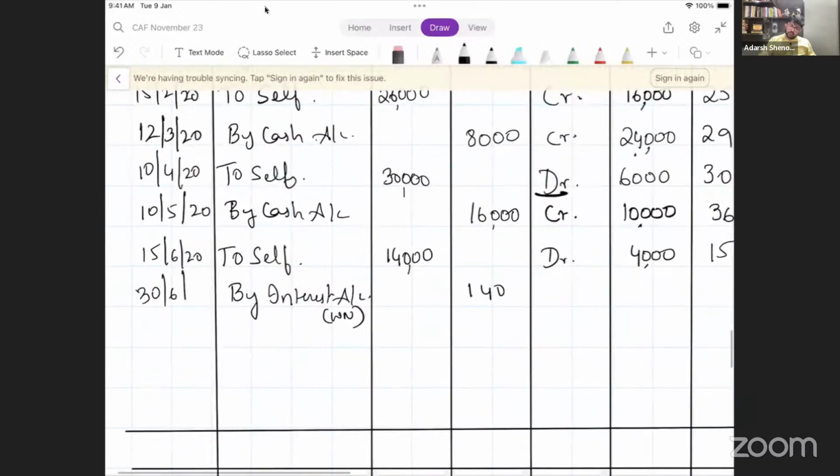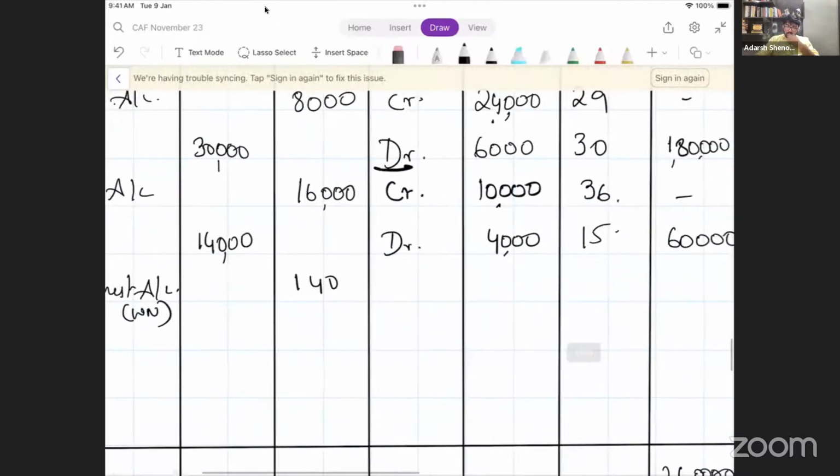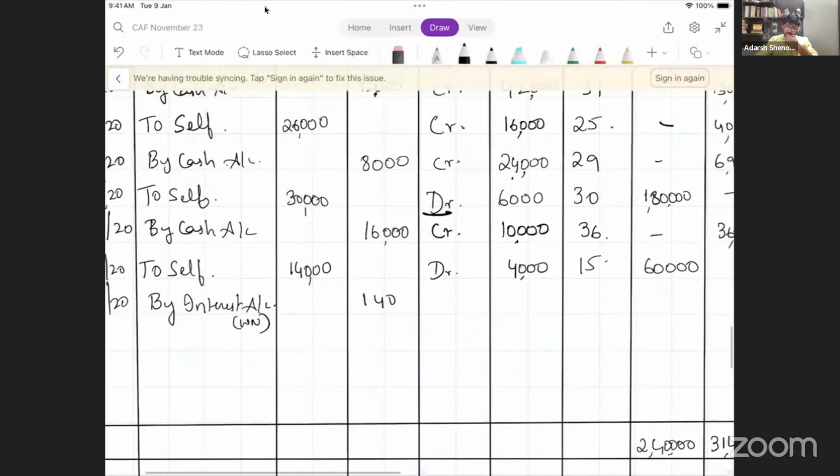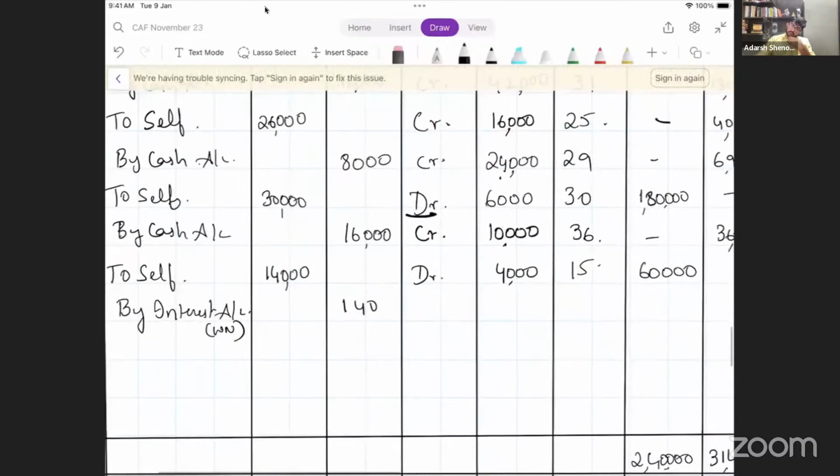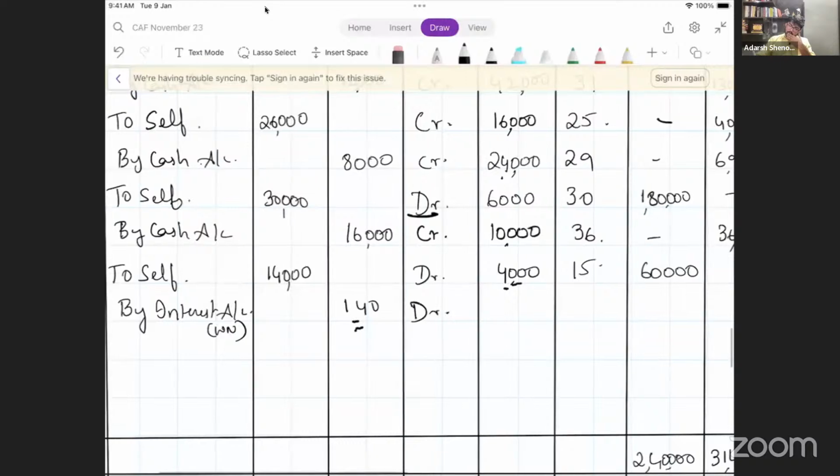Working note: on the account current date you're writing this calculation. And the balance will be, so 4,000 debit balance was there. Now I credited 140, so it's still debit balance. We have to minus, 3,860. Correct? 3,860 is the net balance.